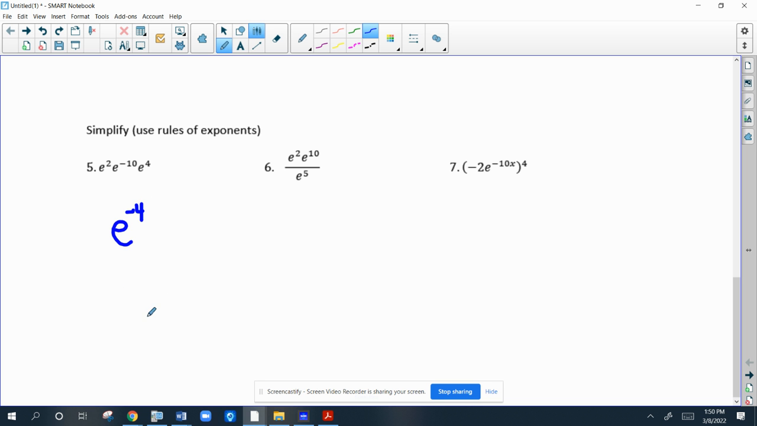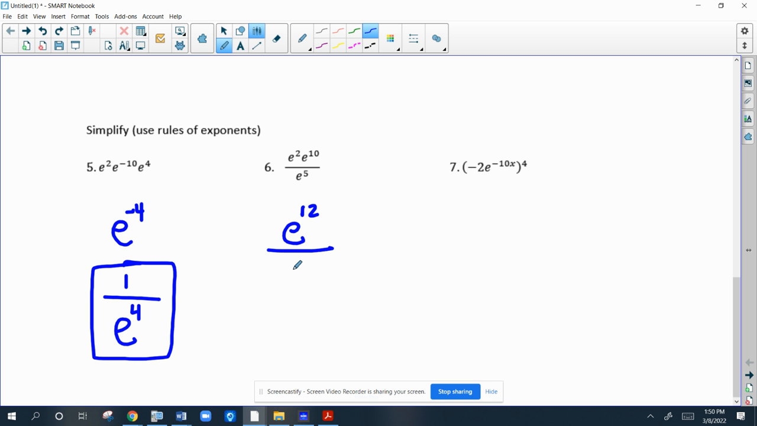2 plus a negative 10 plus 4 is 6 plus a negative 10. Now I'm going to take it one step further because when you have a negative exponent, you move it, in this case down, and make it positive. The next one, same thing. You can see up top you're multiplying exponents with the same base, so you just add the 2 and the 10. And then now we're dividing exponents with the same base, so you just subtract the 5 from the 12, and that's e to the 7th.